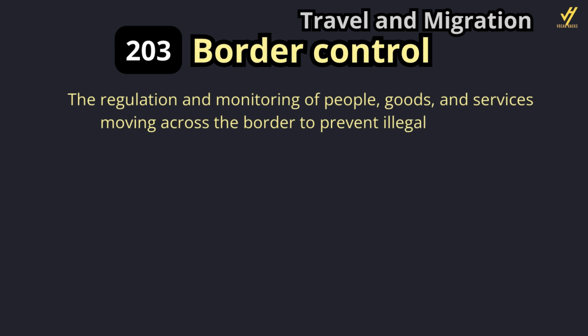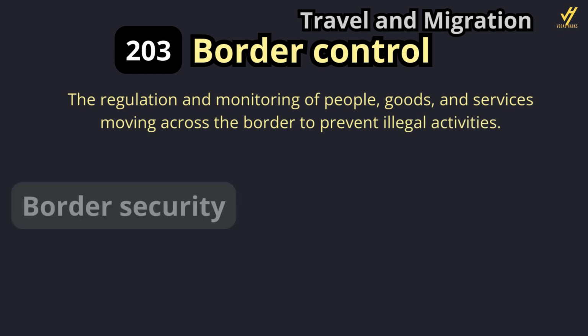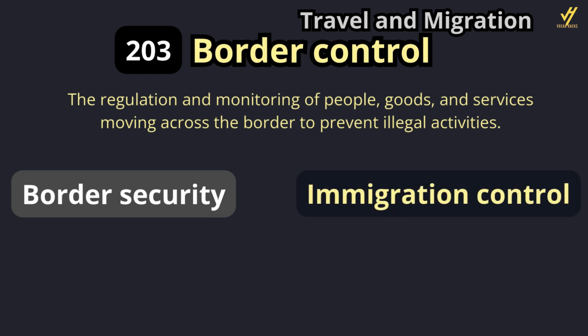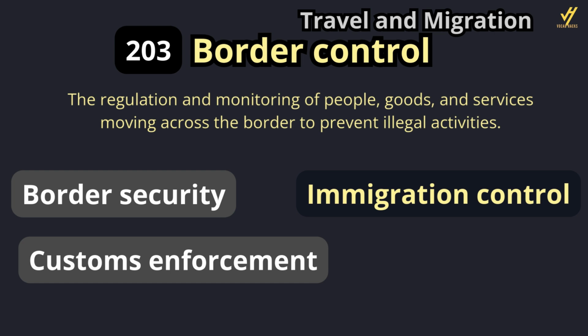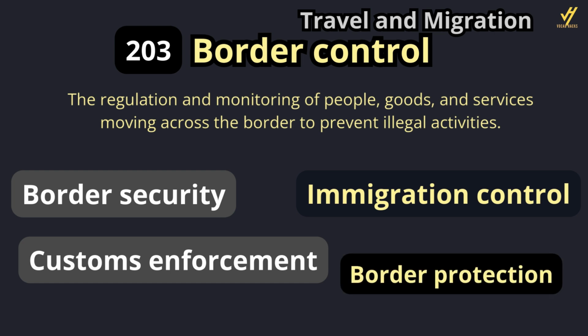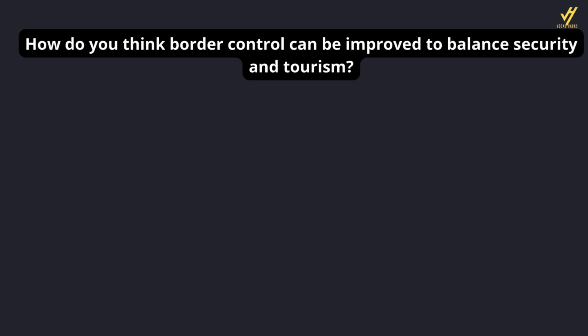Border control. The regulation and monitoring of people, goods, and services moving across the border to prevent illegal activities. Border security. Immigration control. Customs enforcement. Border protection. How do you think border control can be improved to balance security and tourism?